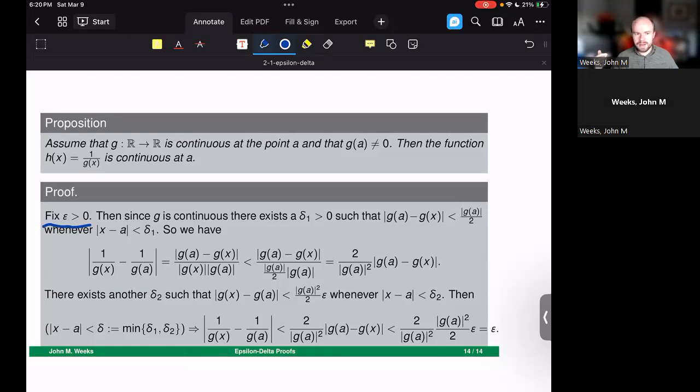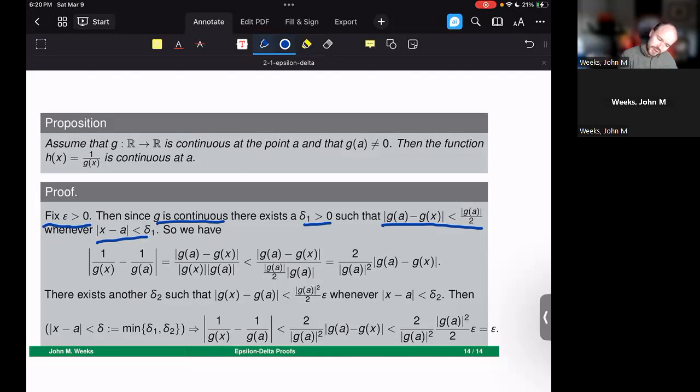Either one would be fine. This one we're going to do using the epsilon-delta definition. So let's fix an epsilon greater than 0. Well, since g is continuous, there exists a delta 1 greater than 0 such that the absolute value of g of a minus g of x is less than something that is going to guarantee that our g of x is away from 0, whenever the absolute value of x minus a is less than delta 1.